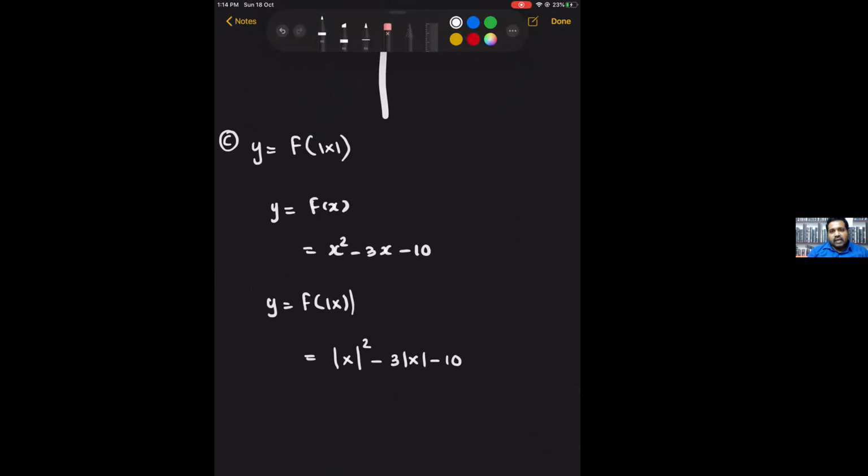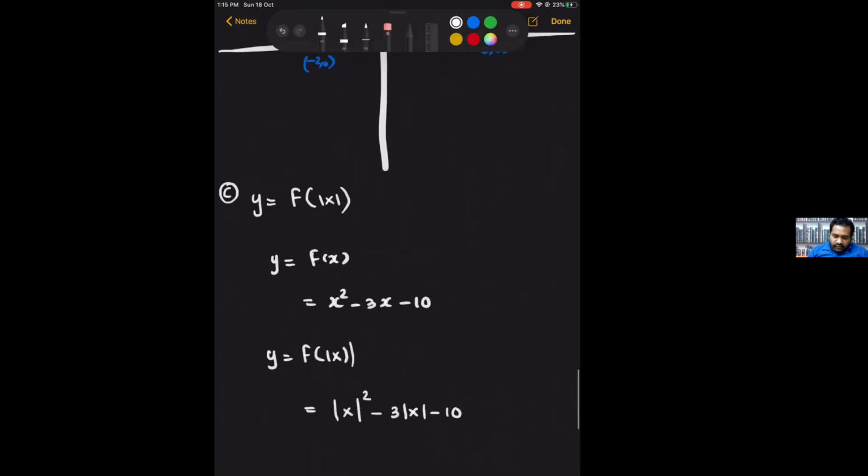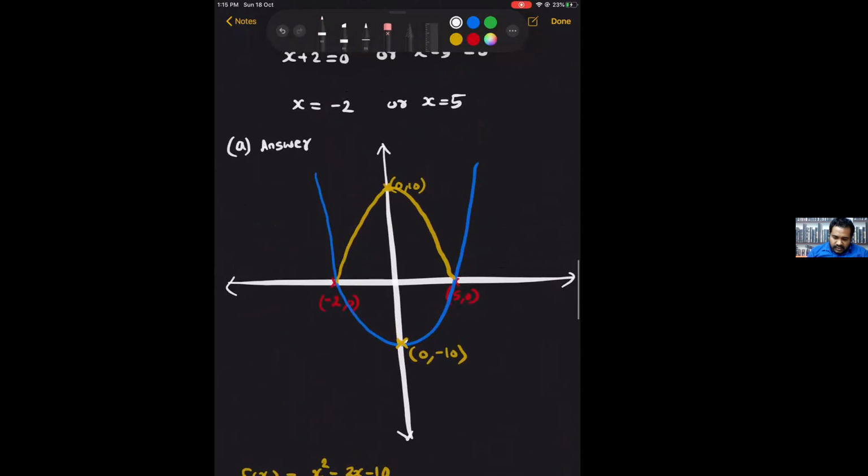So that means whatever be the value of x, because x can take both negative as well as positive values, the y value must always be the same. Whatever be the value of x, even if x is equal to minus 2, or x is equal to 2, the y value remains same. So that is the meaning, right? So what is our graph for y is equal to f of x?